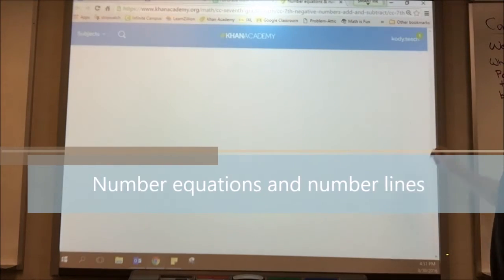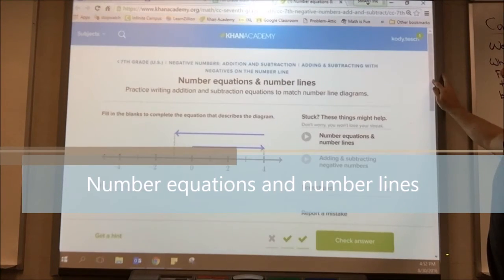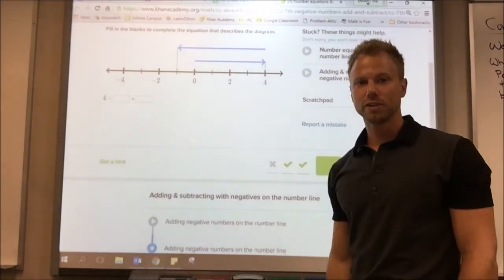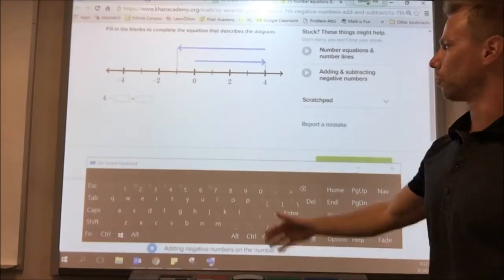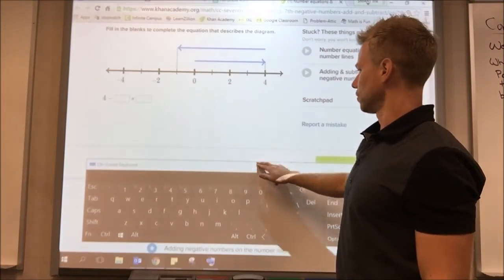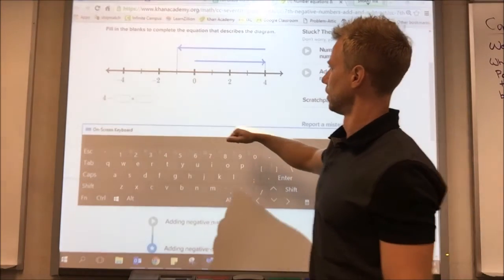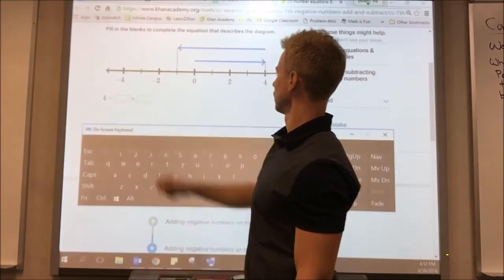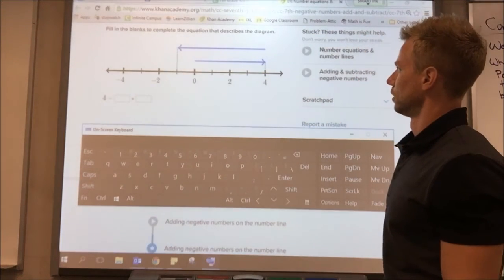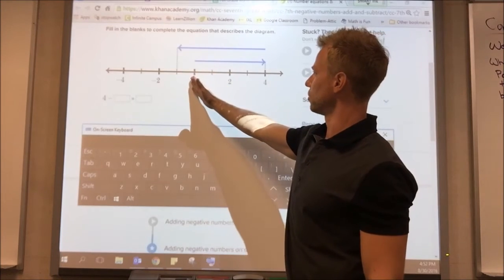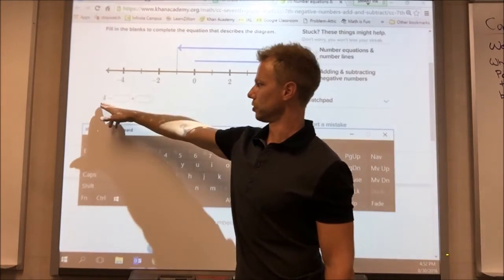The fourth link that you need to do. Now this one, instead of them giving you the equations, you have to write the equations that fit the number line. Okay, so we'll start at 0. Well, let's see what it says. 4 minus something equals something. Okay, so 4, looks like we went from 0 up to 4, which is what this says.